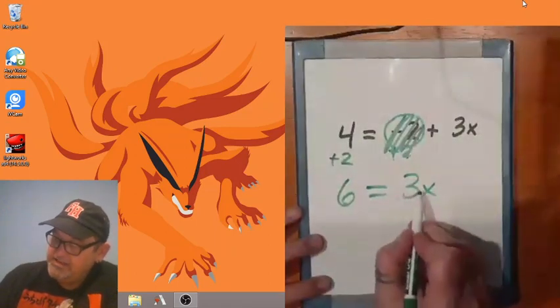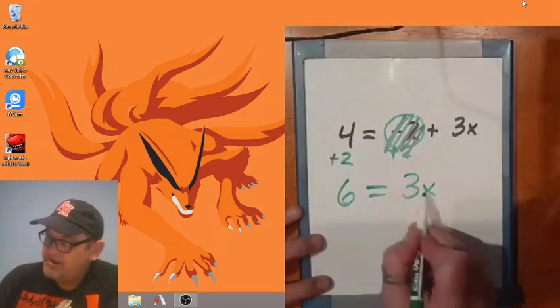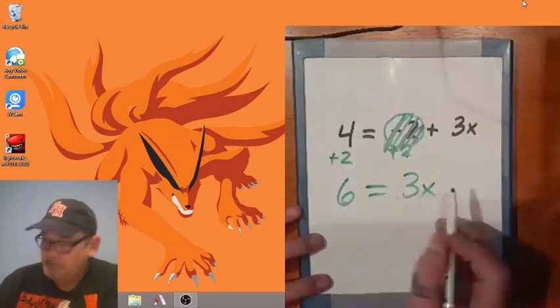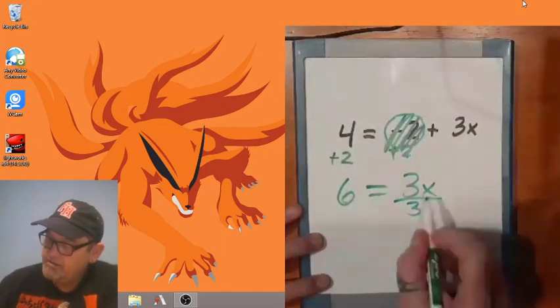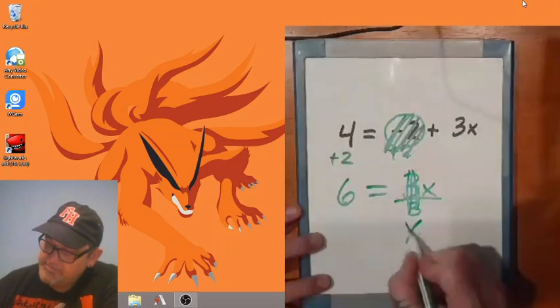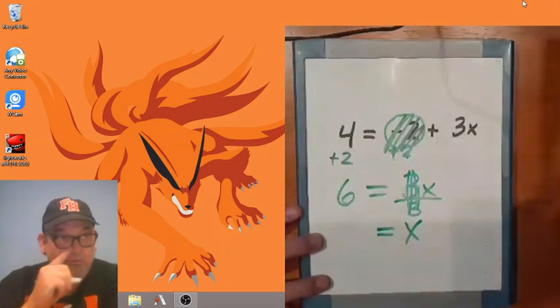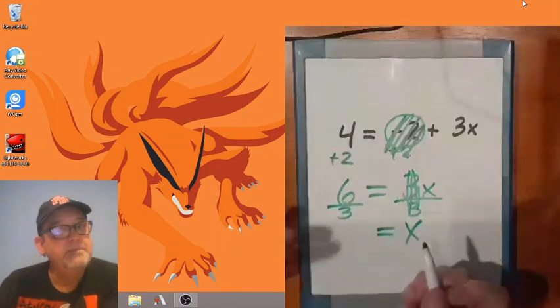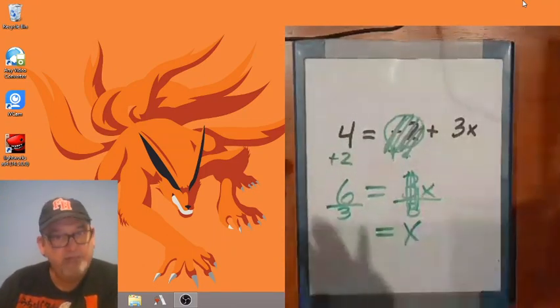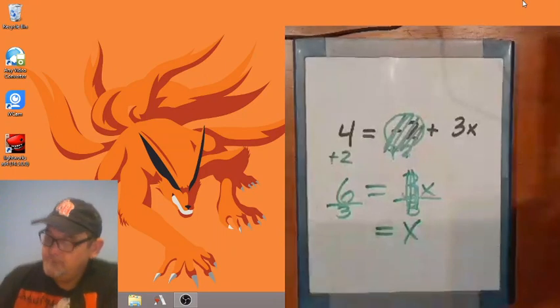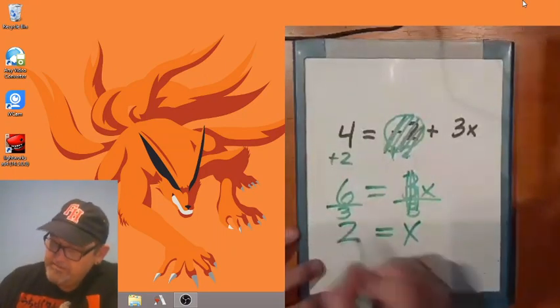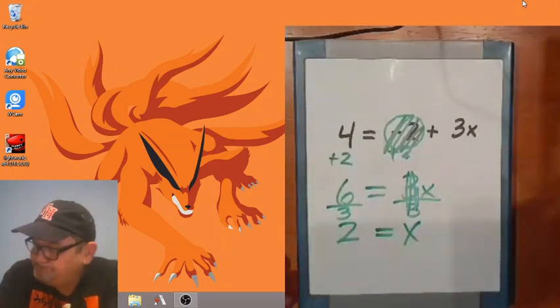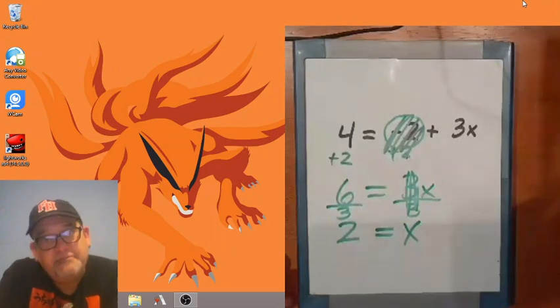So 3 times x. How do I get rid of the 3 times part? Divide by 3. That cancels out and leaves x by itself. The equal sign comes down. I divide this side by 3 as well because I want to keep balance. If I do it on one side of the equal sign, make sure I do it on the other. And that leaves me with 2. All right? So guys, that's it for two-step equations.